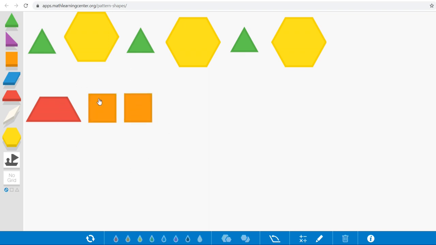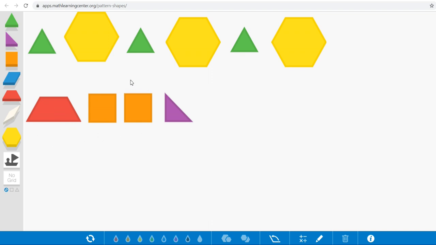All right, so we have A, B, B, and then we need a C. I'm going to use a right triangle. That is the name of this triangle. It is purple. So we have A, B, B, C. And now this is my core. This is my piece that is going to be repeated over and over again.